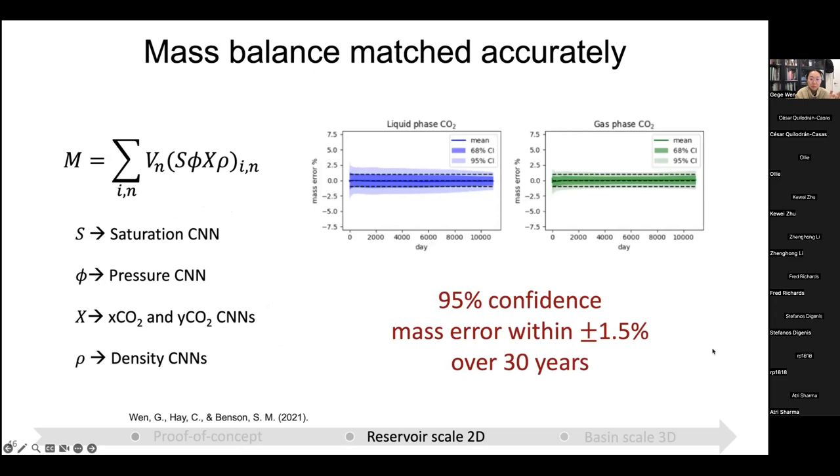And we found that for both the liquid phase and the gas phase, the mass balance actually matched pretty nicely. We have 95% confidence that the mass error is within plus or minus 1.5% over 30 years. So I want to note here that this is different from a physics-informed setting, where the mass balance can be explicitly encoded in the loss function. We did not encode the mass balance in the loss function. We just train it with a data-driven framework. And at the end, because we have such high accuracy in each of these models, the mass balance was able to match pretty nicely.